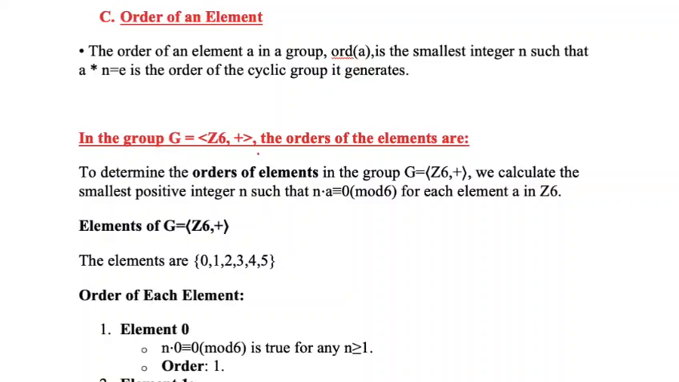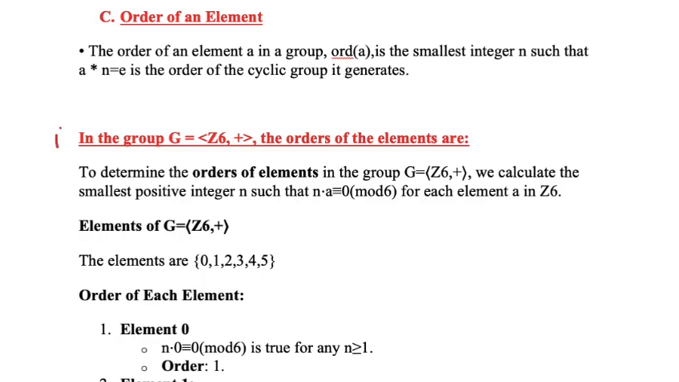Now we can see about the order of an element. The order of an element A in a group is the smallest integer n such that A into n equal to E. It is the order of the cyclic group it generates. In previous classes, we learned about cyclic groups. So here we are going to find the order of the element.